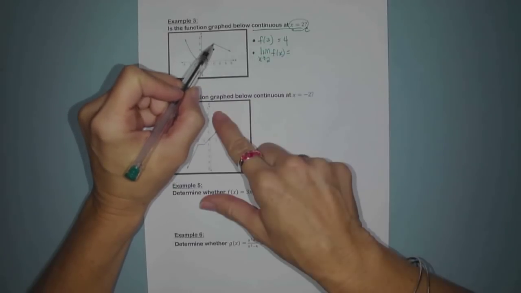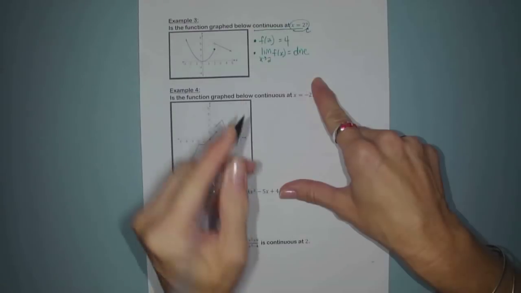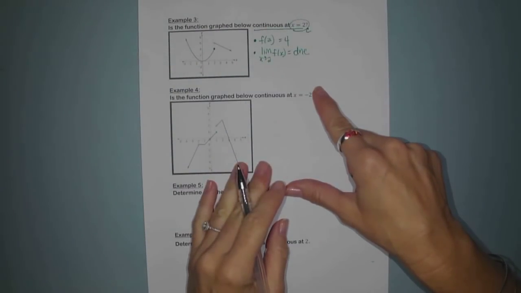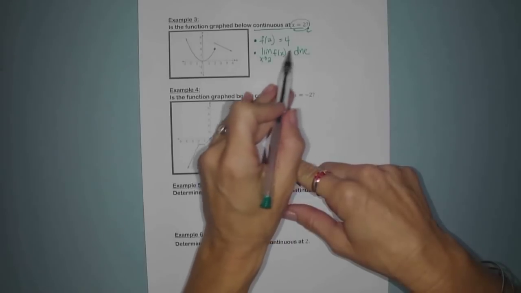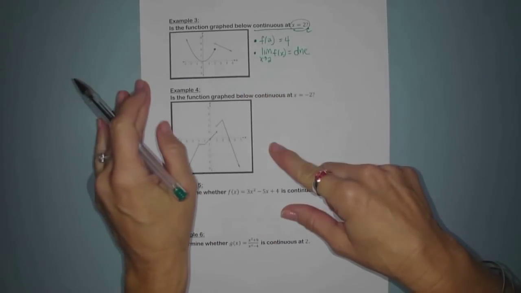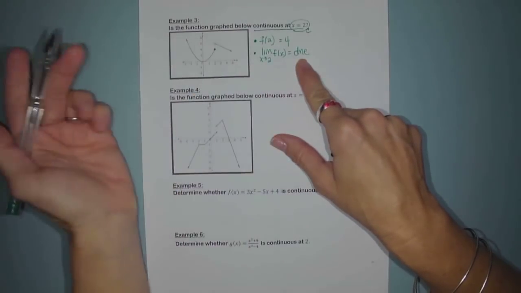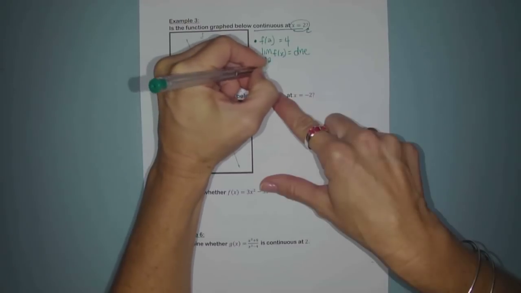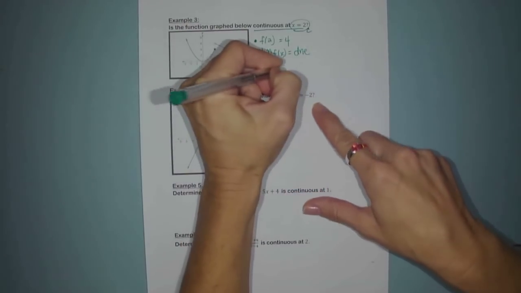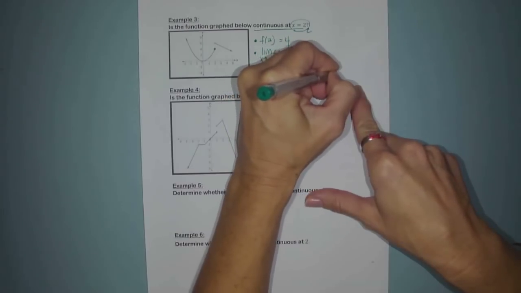So since the limit from the right does not equal the limit from the left, we know to say that this limit does not exist. Okay, so since step 2 fails, we didn't even get a real number here. I can stop right there because step 2 said that the limit had to exist. This does not exist. So I'm just going to say, therefore, f of x is not continuous at x equals 2.